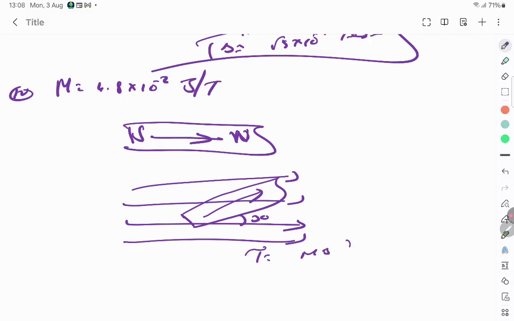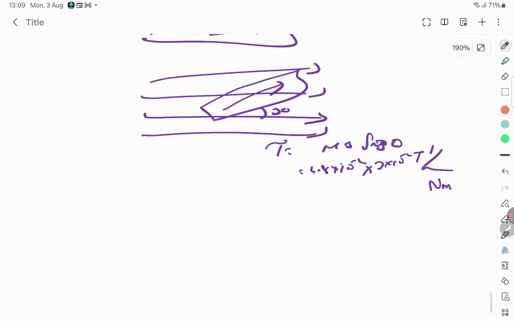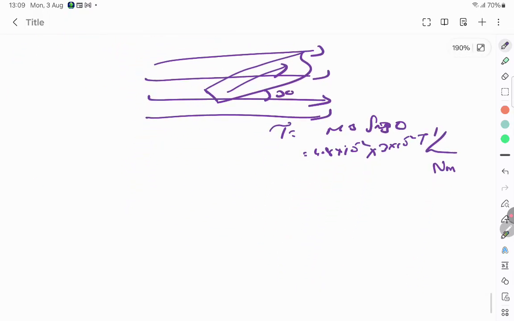Torque is equal to MB sin 30. The magnetic moment itself is given as 4.8 into 10 to the power minus 2. The magnetic field strength in this question is a uniform magnetic field of 3 into 10 to the power minus 2 Tesla, and sin 30. What is sin 30? It is 1/2. Just find the answer, right? Newton meter is force into perpendicular distance, so Newton meter should be the SI unit. So let's go to the next question.